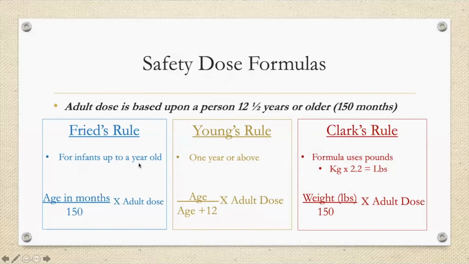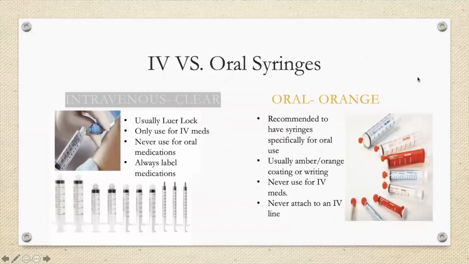Fried's rule is for infants up to a year old. It is age in months divided by 150 times the adult dose, and that will give you an estimated pediatric dose for that age. Young's rule is for those above 1 year. You take their age in years and divide it by age in years plus 12, because remember we talked about the 12 and a half years, and multiply that times the adult dose. Clark's rule has to do with the weight, but instead of being in kilograms, it's in pounds. So you would take your kilograms and multiply that times 2.2 to get pounds. Then you take the weight in pounds, divide it by 150, and multiply that times the adult dose. So just for general knowledge for y'all.